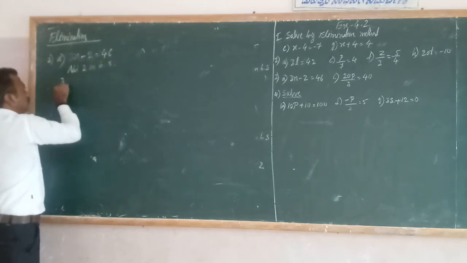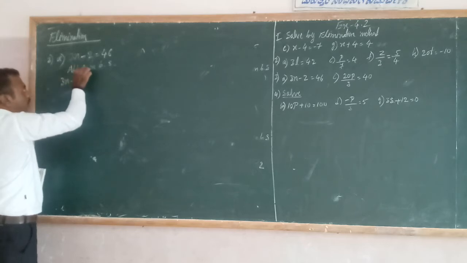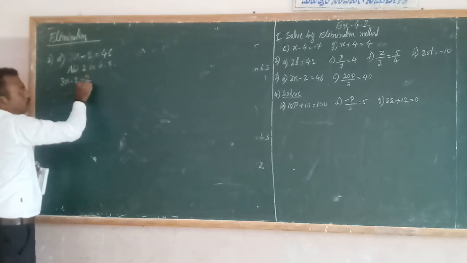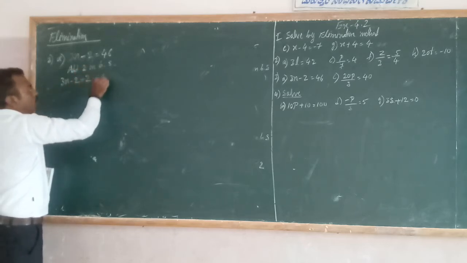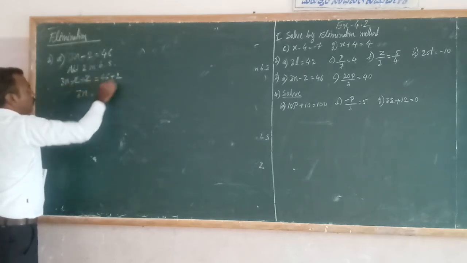That's why 3n minus 2, you have to write on the LHS part. We have to add 2 to the LHS and RHS: it is equal to 46 plus 2. So minus 2 plus 2 gets cancelled. What is the remaining? 3n is equal to 48.